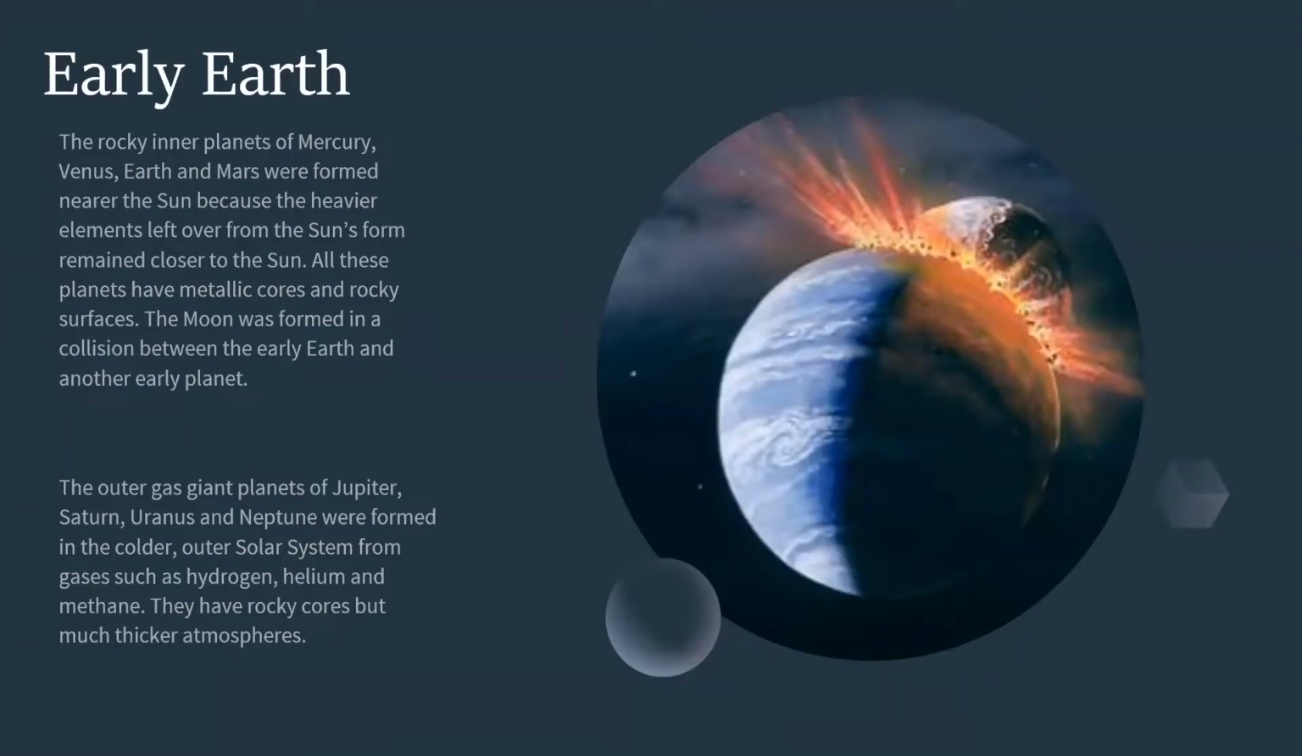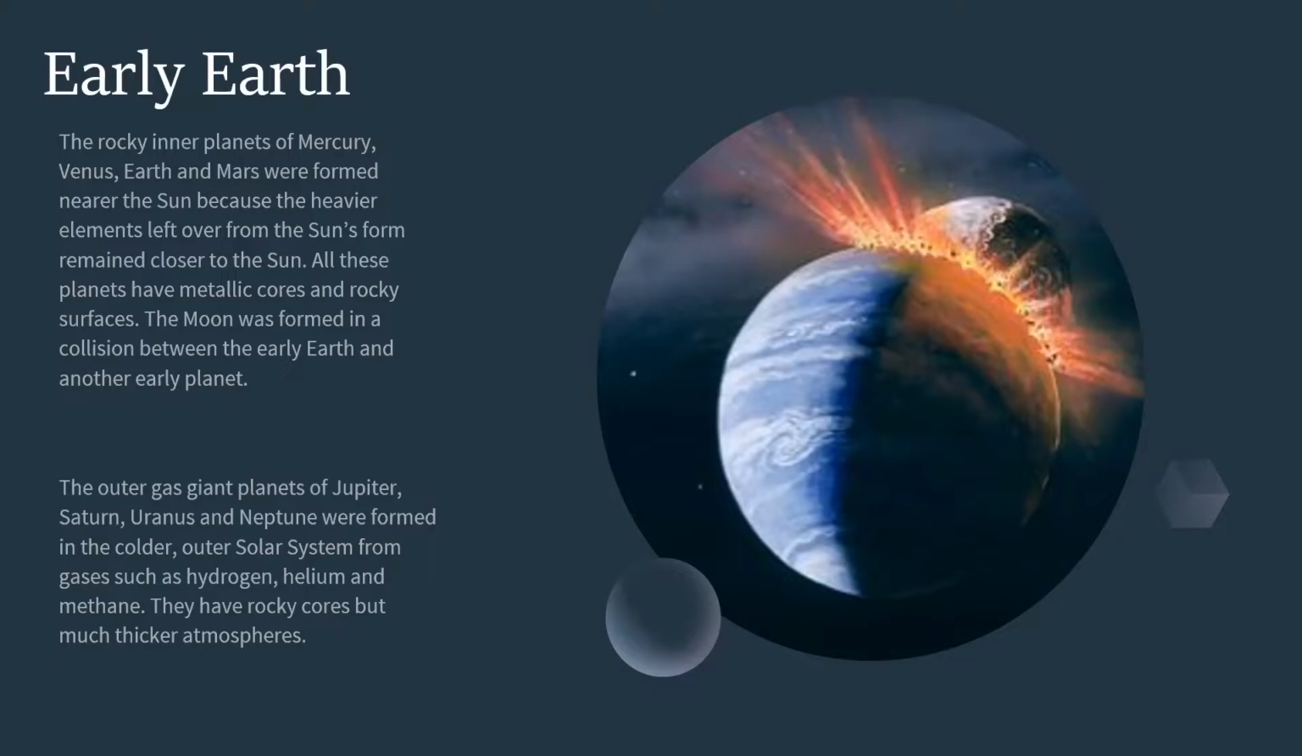Okay, so the moon, again, not the focus of this video, but it's a very interesting thing to look up. It was formed, this is the best theory we have, in a collision between the early Earth and another early planet. The debris that came off that collision formed the moon.